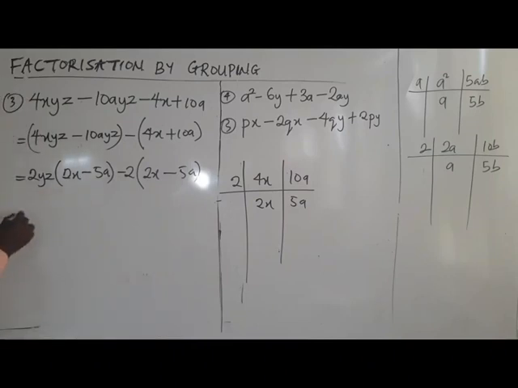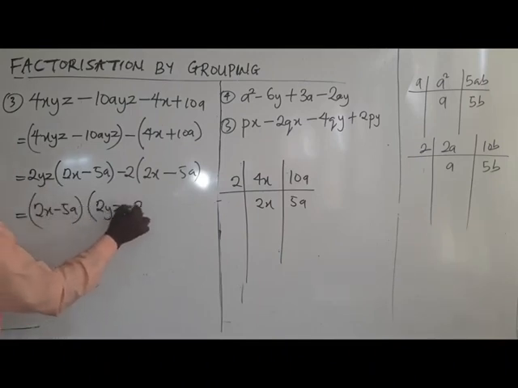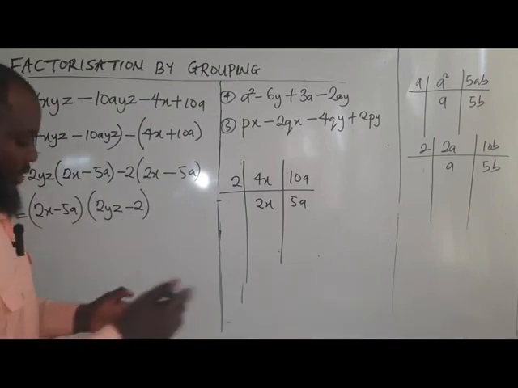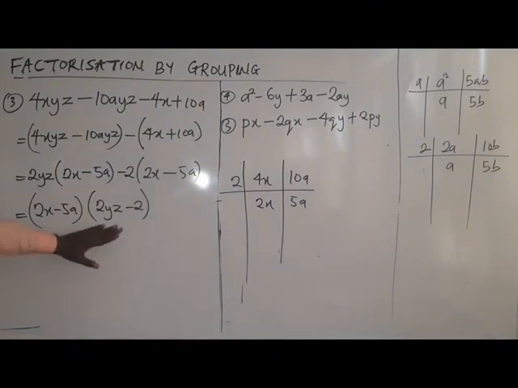So in this case, what is common? What are we going to do next? Yes. We pick this and this, which are common. In that case, we have 2x minus 5a, then what you have outside the bracket: 2yz minus 2. Now, another thing you will notice here, because if you stop here, if it is objective, you might not see this in the option. If it is theory, you will not get your full mark.